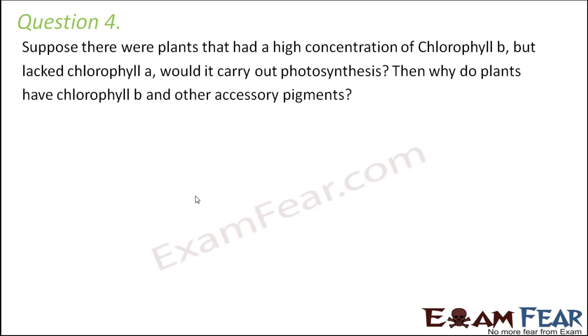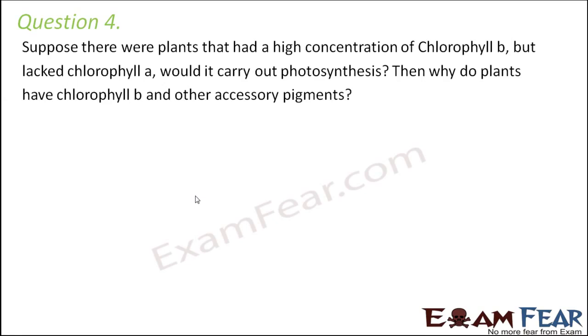Question number 4. Suppose there were plants that had a high concentration of chlorophyll B but lacked chlorophyll A. Would it carry out photosynthesis? Now, chlorophyll A is the main pigment responsible for photosynthesis. It is a necessary pigment, as I mentioned before also. So if something which is necessary is not there, that process will not take place.